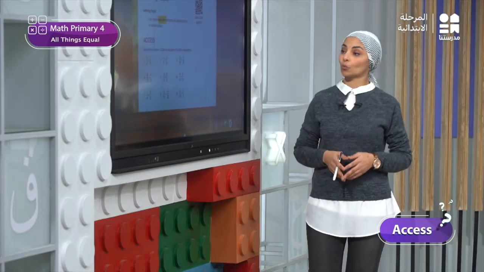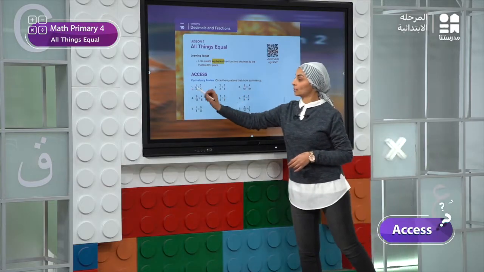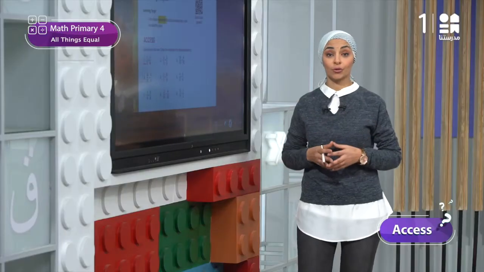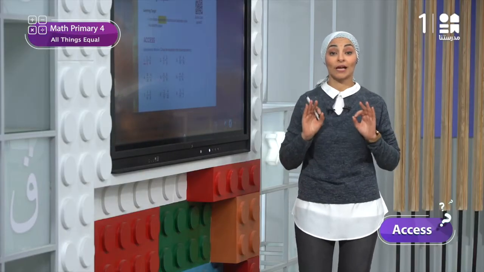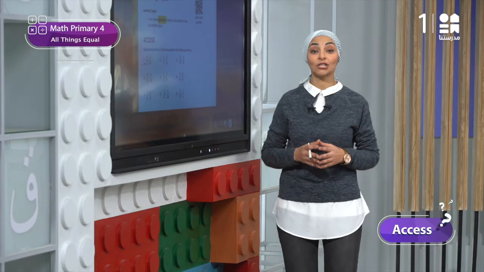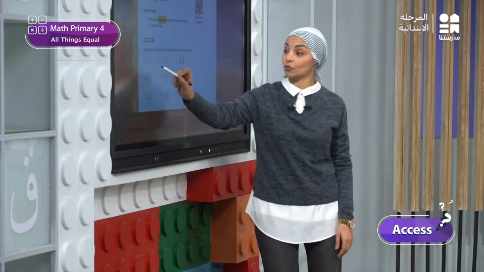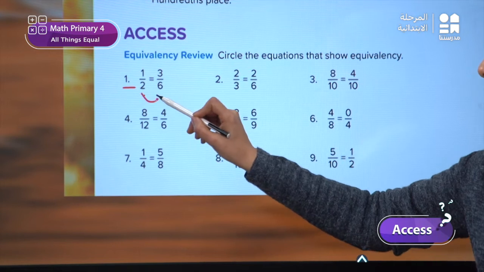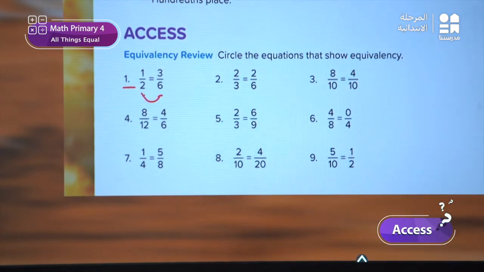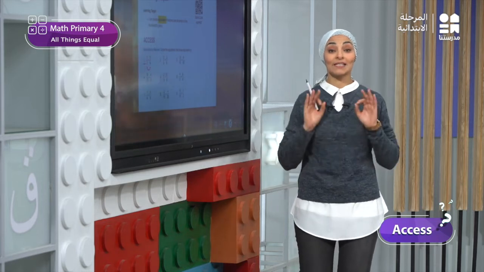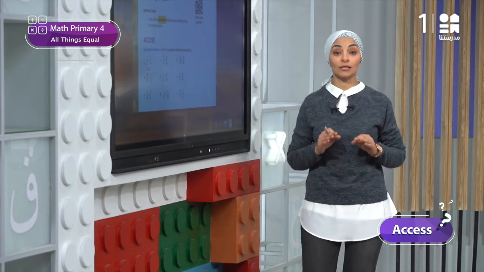Here is problem number 1. It asks me, is one half equivalent to 3 over 6? I am sure you all noticed that the digits in the fraction have increased. That means 1 over 2 becomes 3 over 6. The fraction got bigger. So what should we do? Yes, exactly. I must use multiplication.